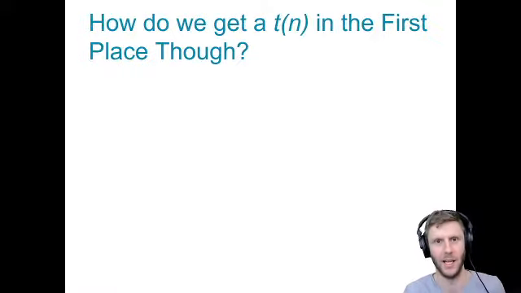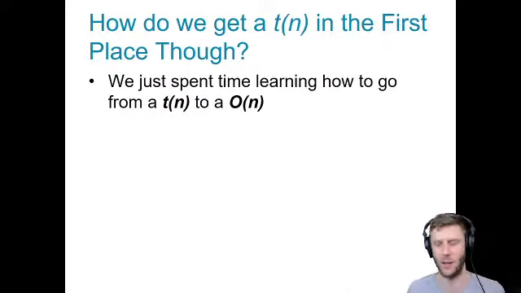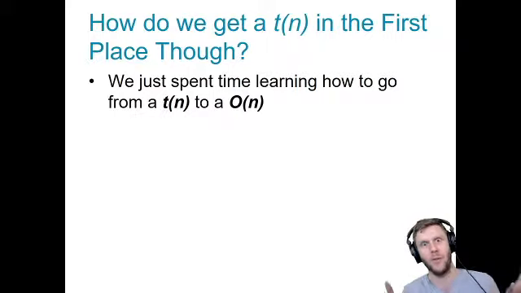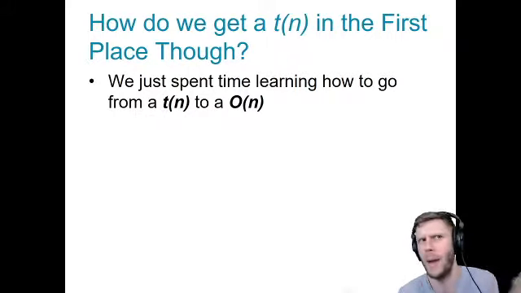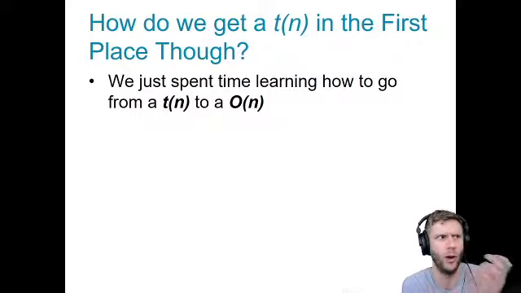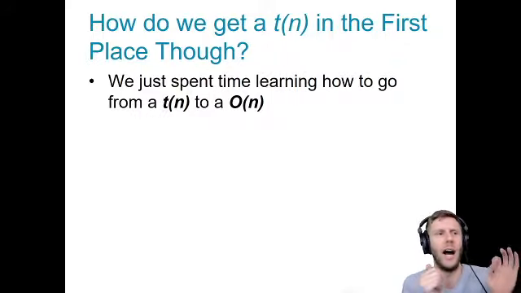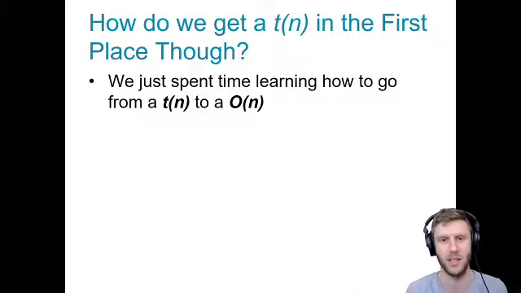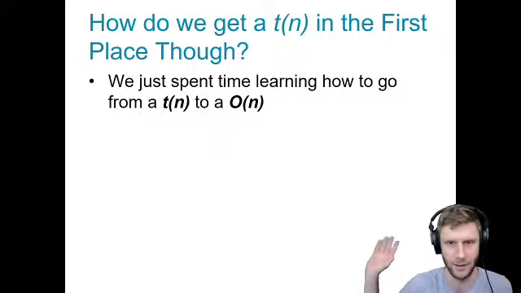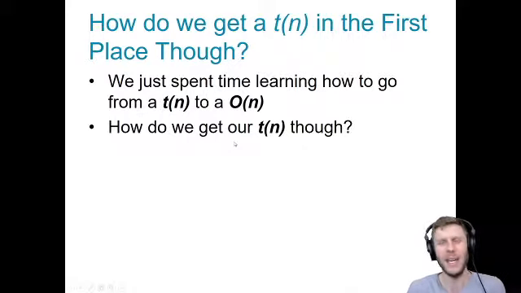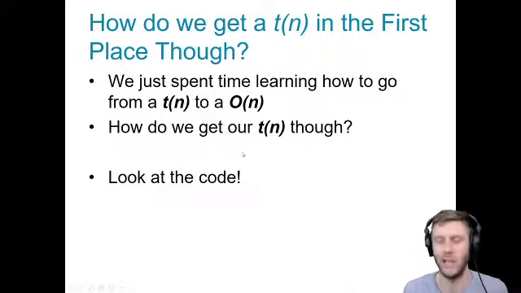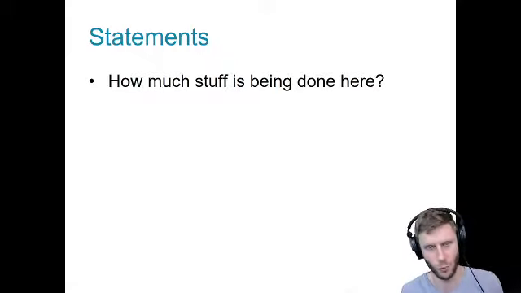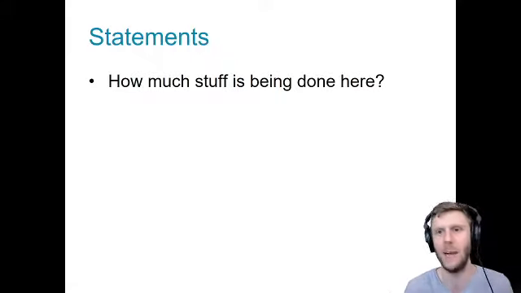Oh, okay. So how do we get t of n in the first place, though? This whole time we've been talking about t of n, given some growth function that we magically obtain somehow that's representative of how an algorithm runs, how do we take that t of n to get to our big O of n? Which was actually pretty easy, right? It was just look for the dominating thing and there it is. How do we get t of n, though? Well, we look at the code. So whenever we see a statement, one line of code, how much stuff is being done there?